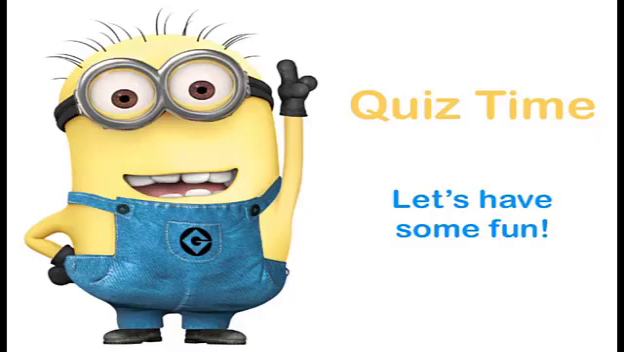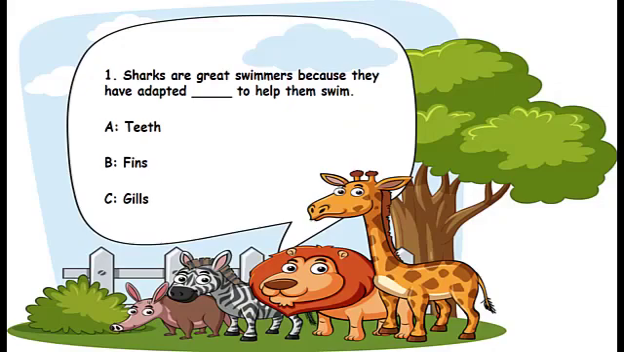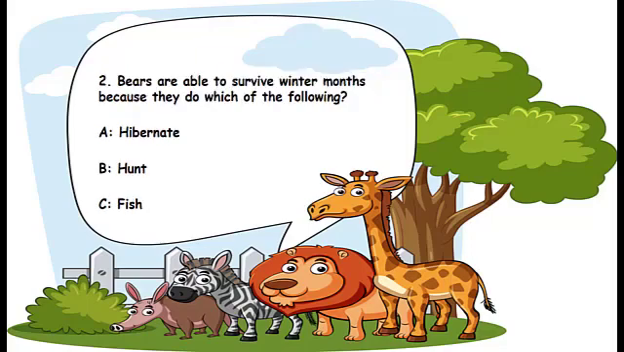Now let's have some fun because it's quiz time. Sharks are great swimmers because they have adopted dash to help them swim. Teeth, fins, gills. The answer is teeth. Bears are able to survive winter months because they do which of the following? Hibernate, hunt, fish. The answer is hibernate.